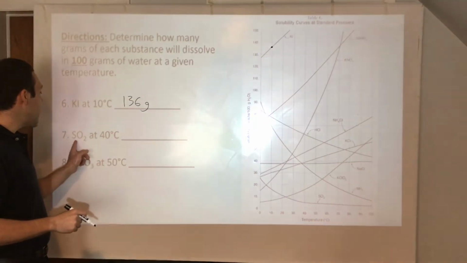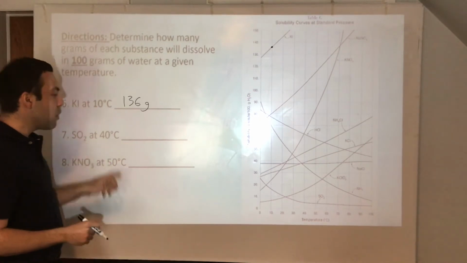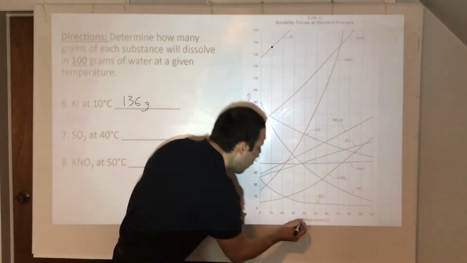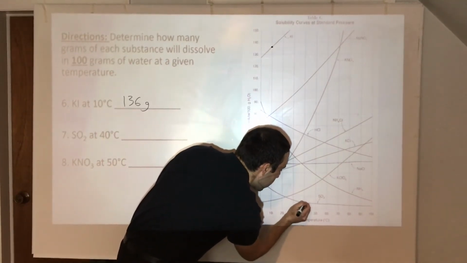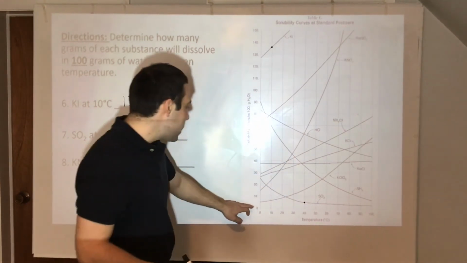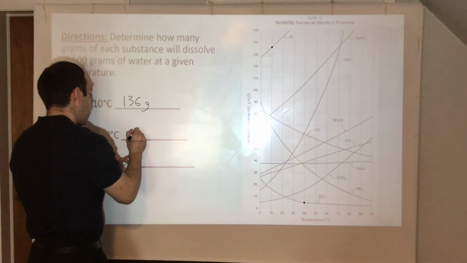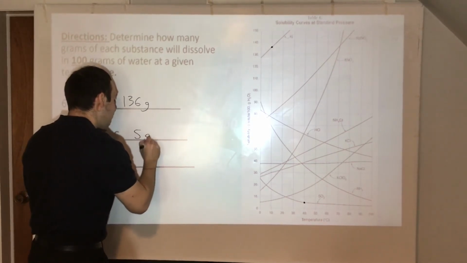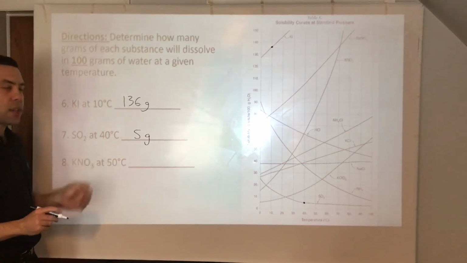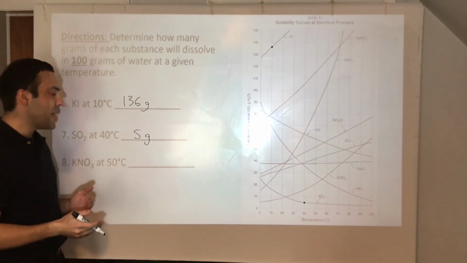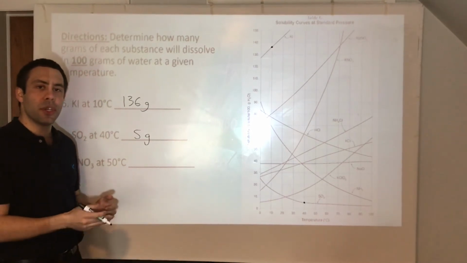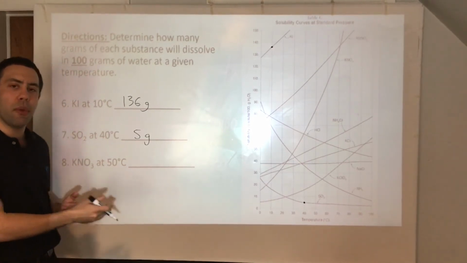For problem number 7, SO2 at 40 degrees Celsius. You go to 40 degrees Celsius, you find SO2. Once again, that's right in the middle of 0 and 10. I would say 5 grams of SO2. And once again, if you said 6, you said 4, you're still in good shape with the Regents, if this was a part 2 of your response.